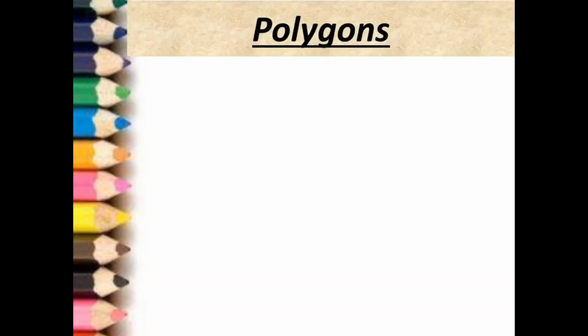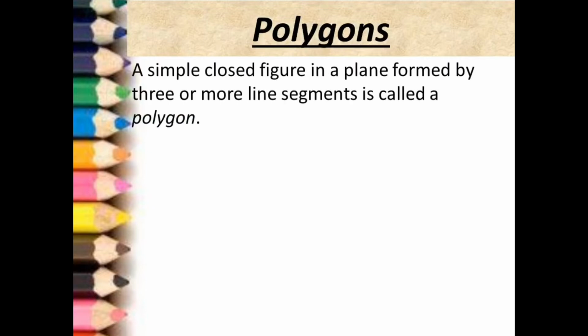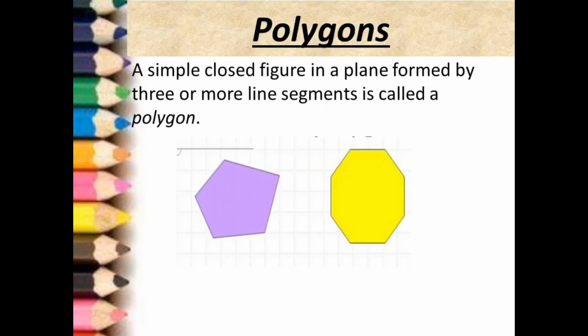Next topic is polygons, and it says that a simple closed figure in a plane formed by 3 or more line segments is called a polygon. Students, some figures are shown to you. These are polygons.